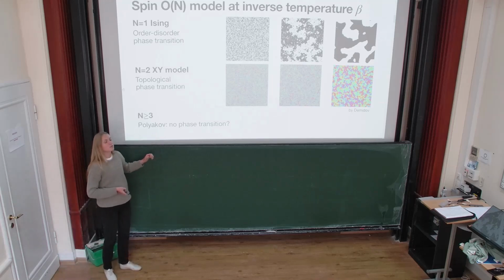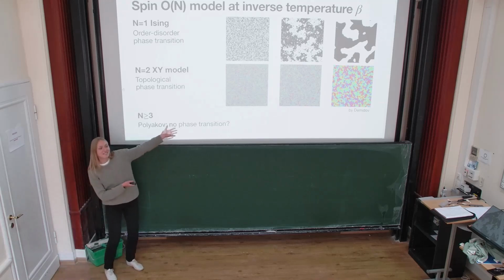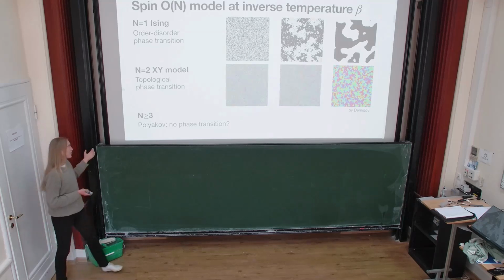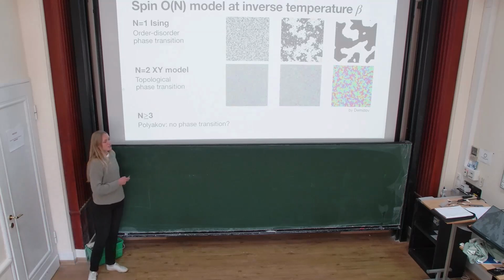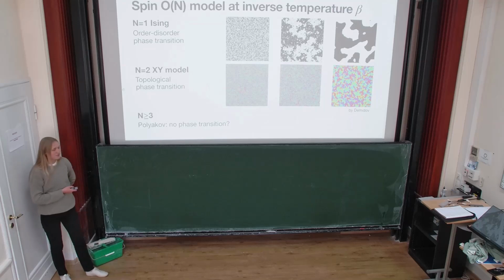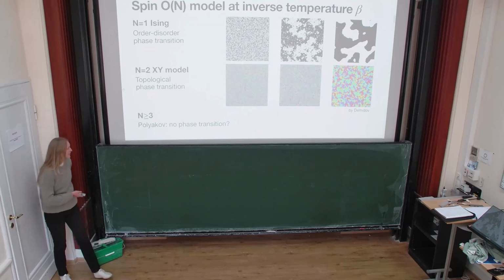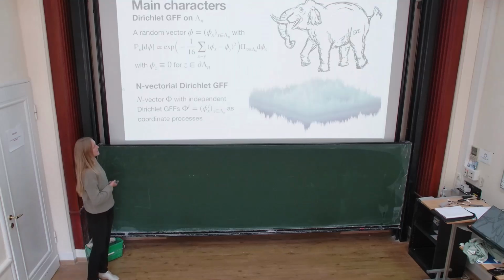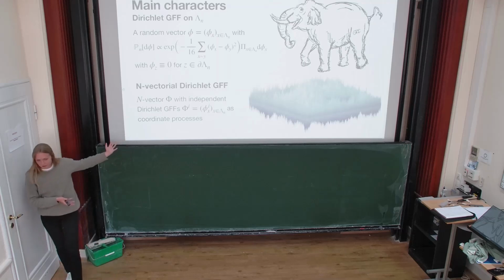And then, thanks to Christoph, I actually have these nice pictures. And for n greater or equal than 3, there is this conjecture by Polyakov that there is no phase transition, and to some extent this was actually our motivation, and I will try to explain how. So here are the main characters of my talk.